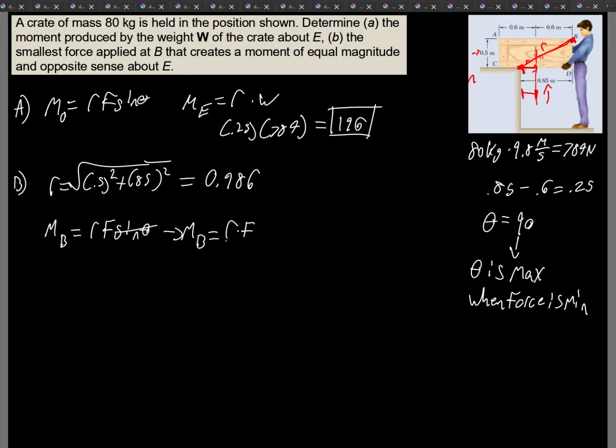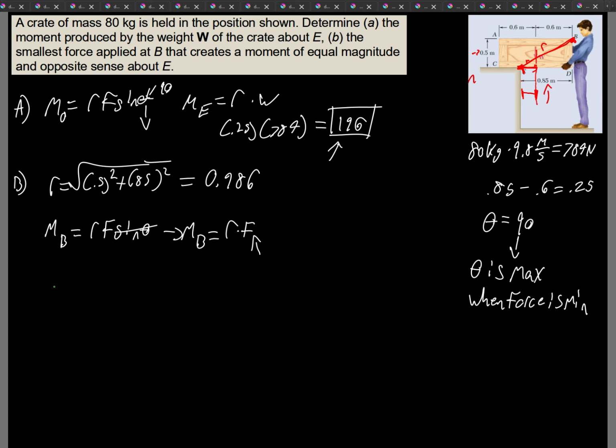I guess the force sine theta here, since the weight is going directly down, is also 90 degrees. So that's why it just becomes R times W. So here we just have R times F again. And we want to find this force that creates a moment of equal magnitude, opposite sense about E. Now we know the sense about E is right here.